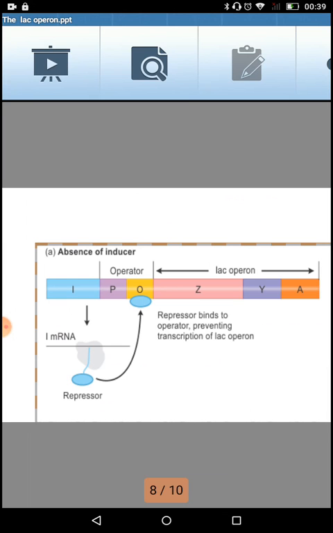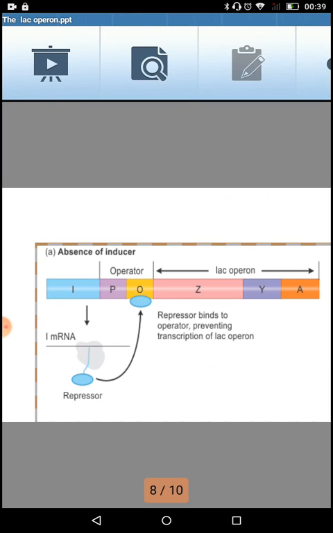Ultimately, the promoter, which has the binding site of RNA polymerase, can bind with RNA polymerase, but as the repressor has stopped the way of this RNA polymerase to continue the transcription, these genetic codes Z, Y, and A cannot be transcribed into messenger RNA. So such a condition is called operon switched off.